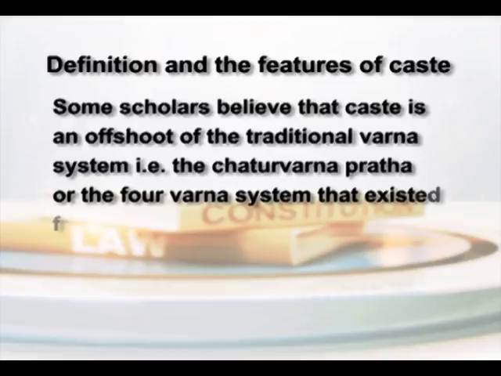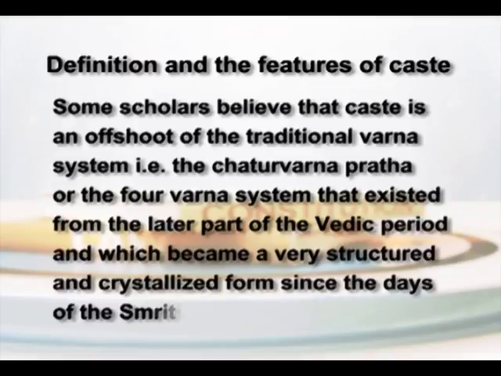Now, coming to the first section, that is the definition and the features of caste, we find that, like many other concepts of political studies, sociologists are not in agreement regarding the definition of caste. Some believe that caste is an offshoot of the traditional Varna system, that is the Chaturvarna Pratha or the four Varna system that existed from the later part of the Vedic period and which became a very structured and crystallized form since the days of the Smriti literature.